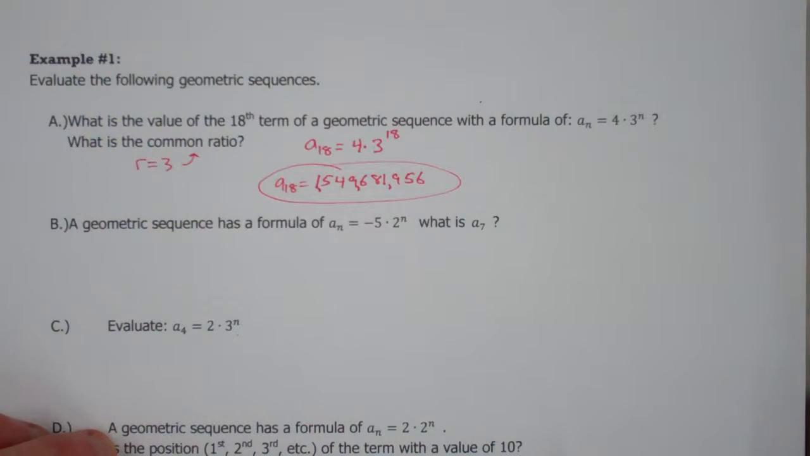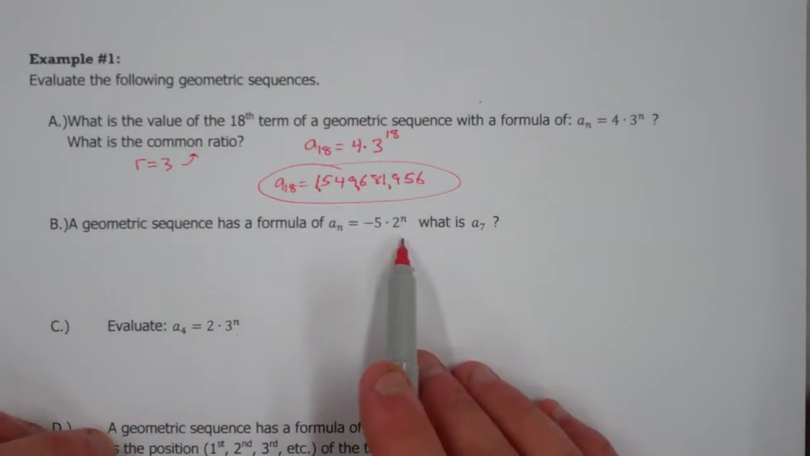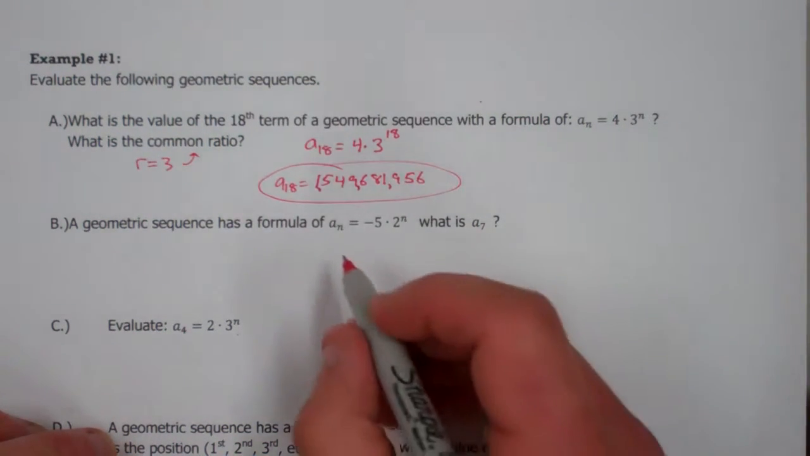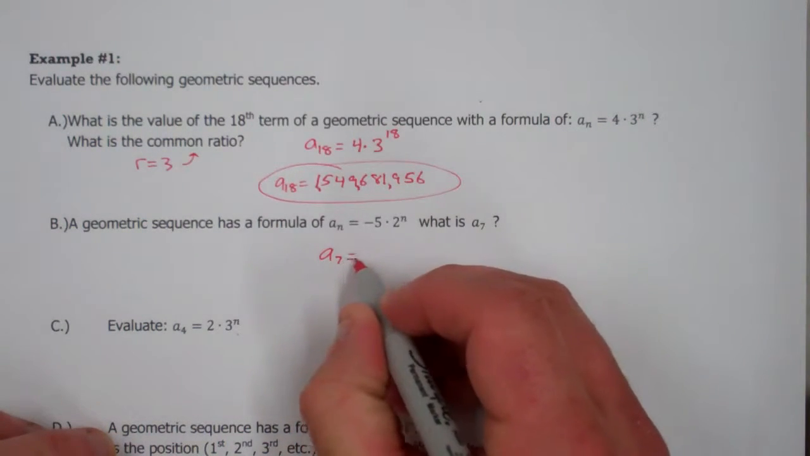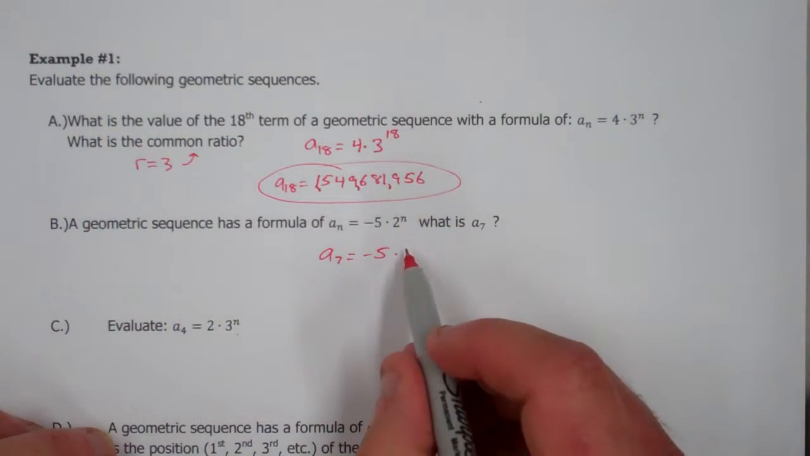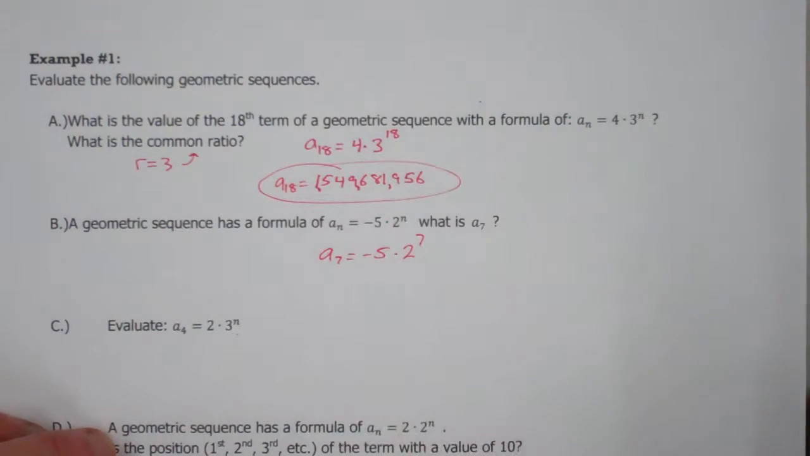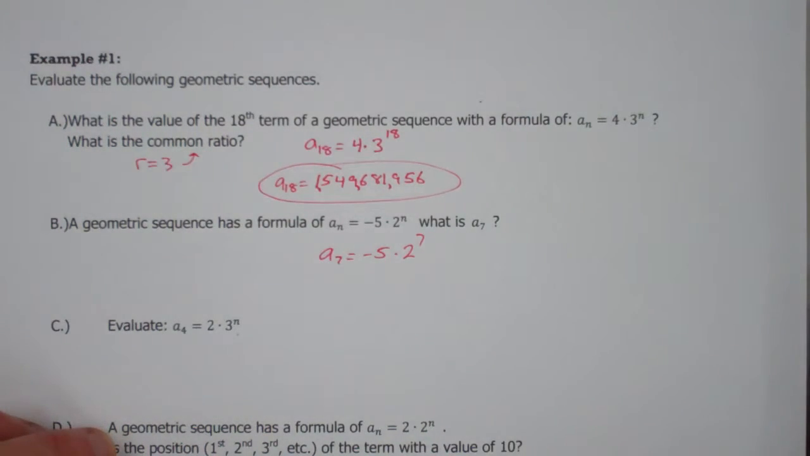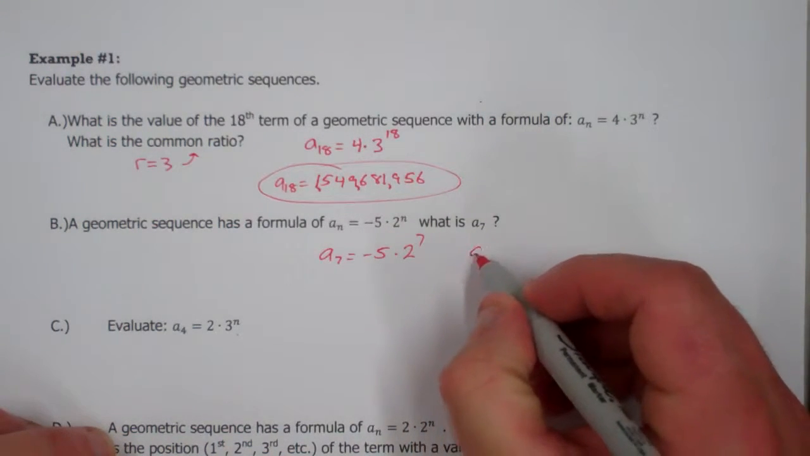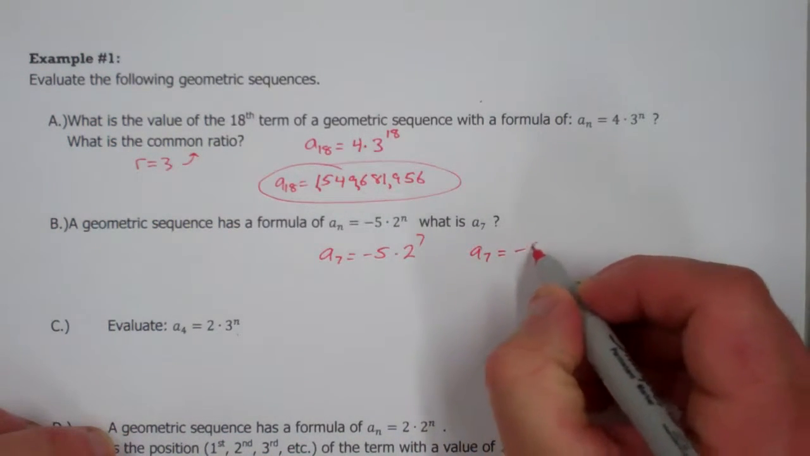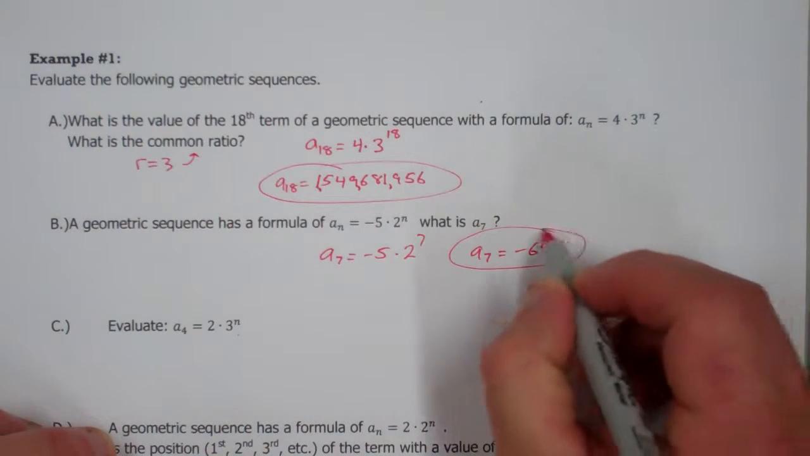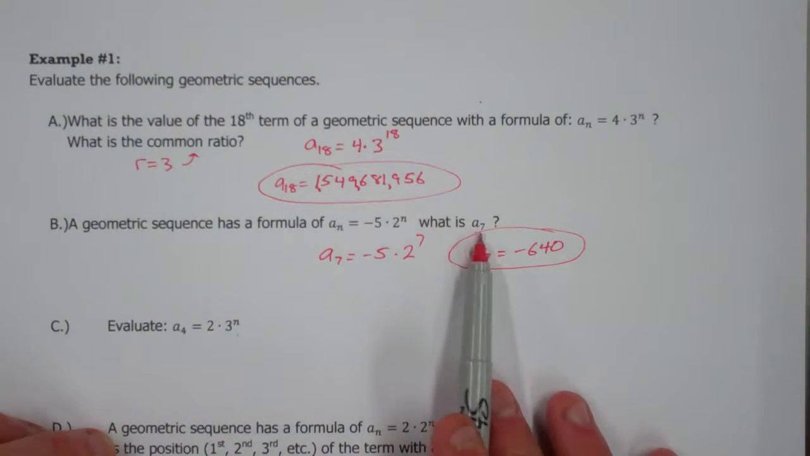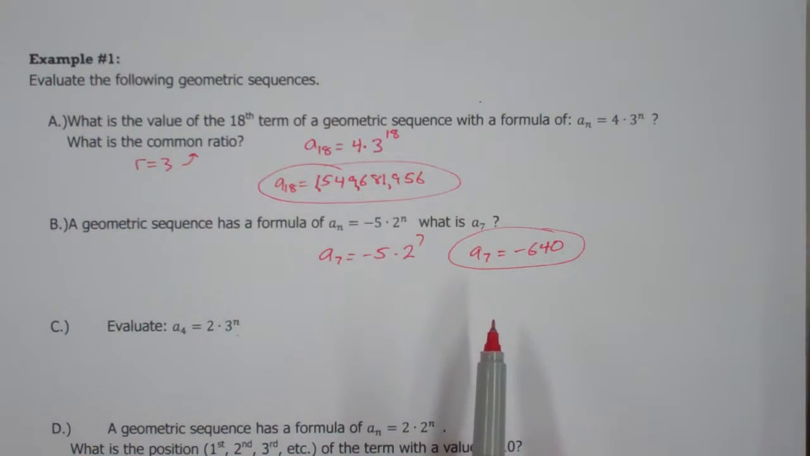Part B, a geometric sequence has a formula here, and we want to know what a sub 7 is. In this case, all we need to do is replace the n with 7. We'll use our calculator, -5 times 2 to the 7th power, and hit enter. We get -640. So the value of the 7th term, or a sub 7, is -640.